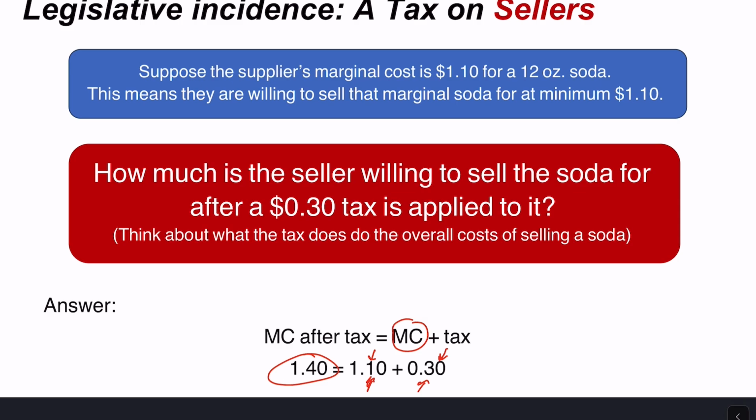And so now after the tax, they would be willing to sell that soda only if they got $1.40 from the buyer, because they have to cover the private costs and also that tax. And so we're essentially going to shift up that supply curve by the amount of the tax. You can see that here: we've shifted up that $1.10 to $1.40, the amount of that tax.